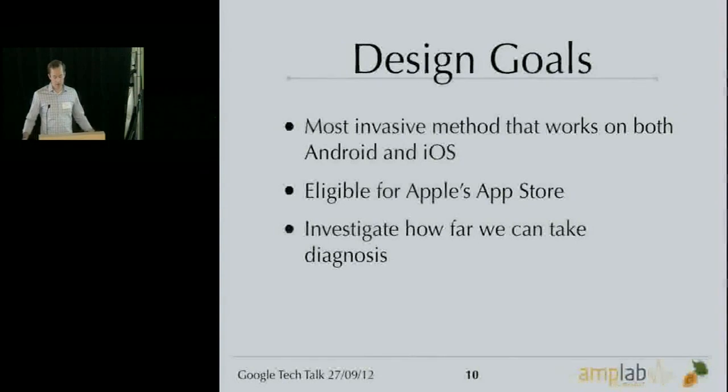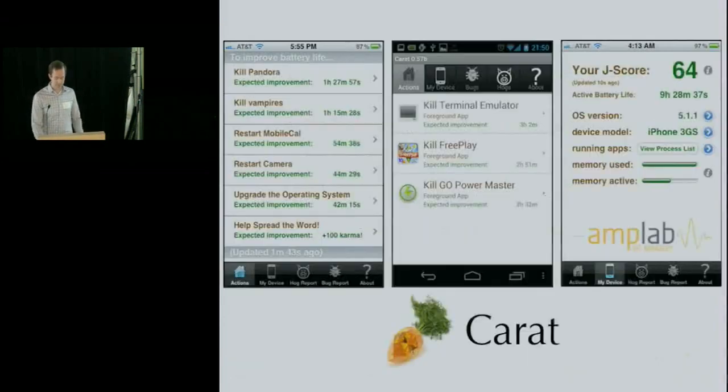The goal here is to investigate how far we can take diagnosis given only that sort of information. There are lots of questions related to, well, what if you measured this? What if you measured that? We're looking at those too, but that's not the goal of this particular stage of the project. I'll be talking today just about Carat as a method that works on both of these platforms.